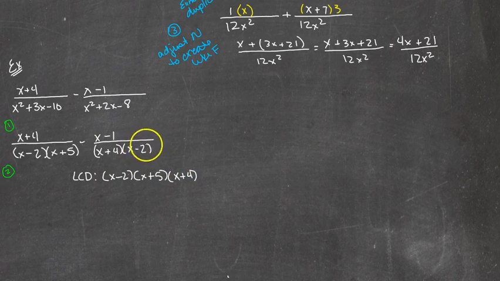And then x minus 2 is in the second denominator. I need one, but I already have one. So notice, if I just wrote all the factors down, I would have an x minus 2 twice. We want to get rid of that duplicate, so I only have one of them.